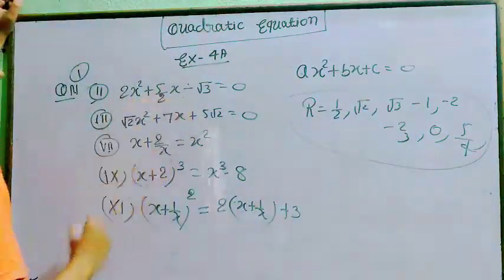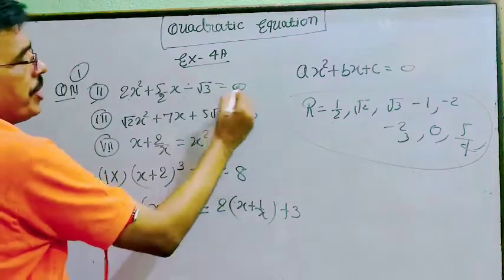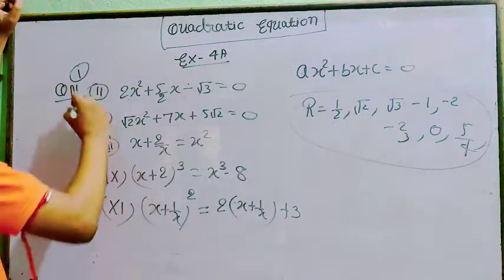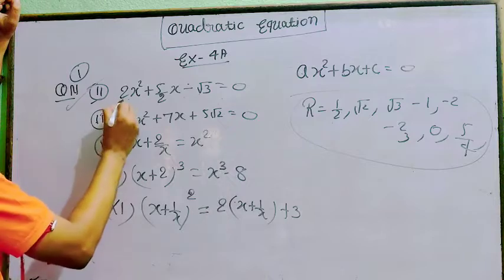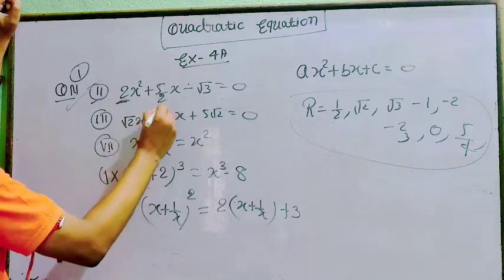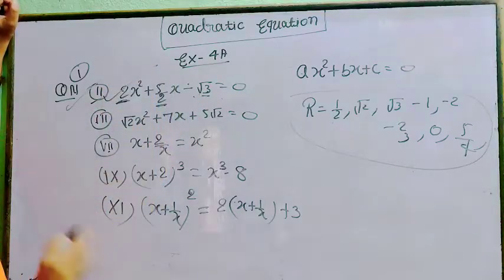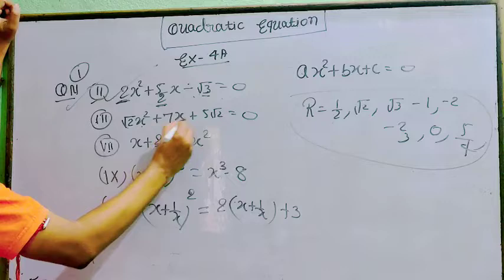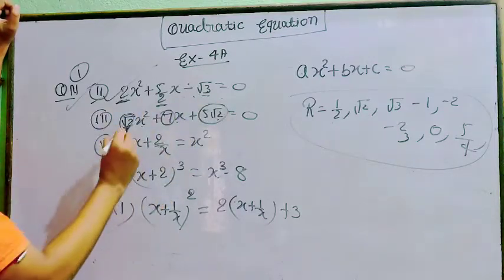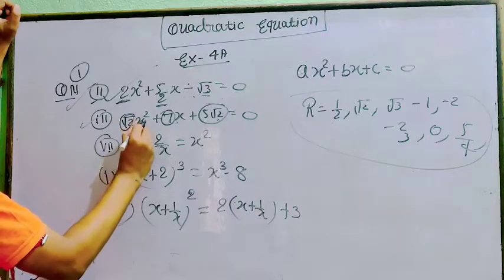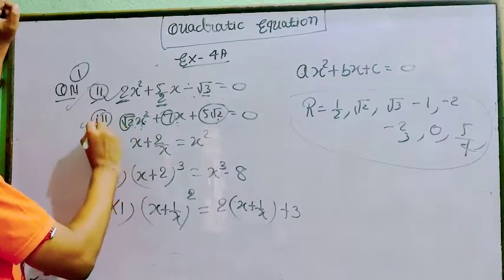So only check whether a, b, c are real or not, and the degree of the equation is always 2. In this question you find the degree is 2, so it may be quadratic. But what are a, b, c? a is root 2, then 5 by 2, then root 3, all are real. So it is clear it is a quadratic. Next, root 2 x square, 7x, 5 root 2. These are all real numbers, and the degree of this equation is only 2. The highest power of the equation is called the degree, and the power is 2.